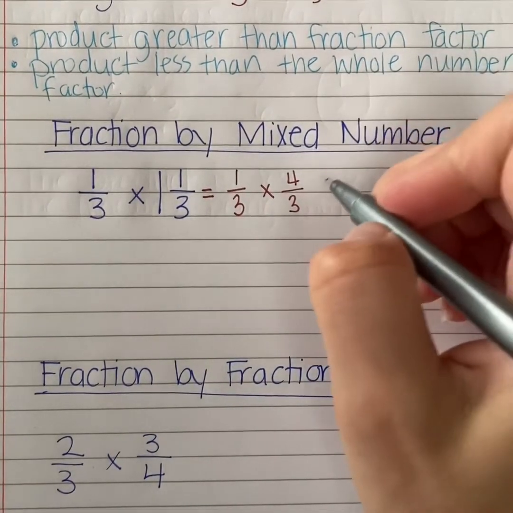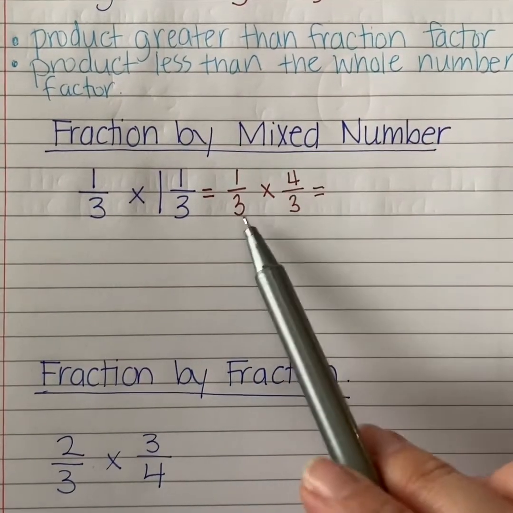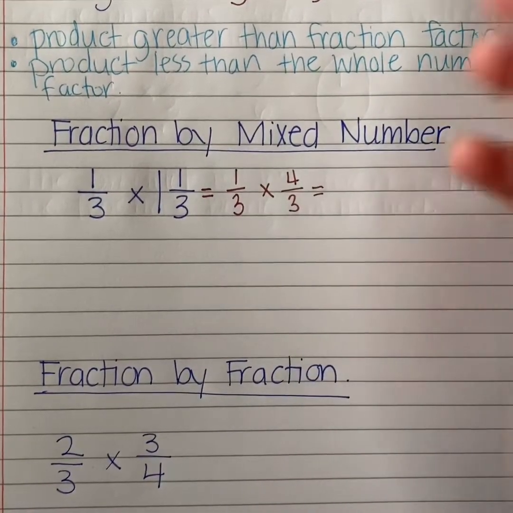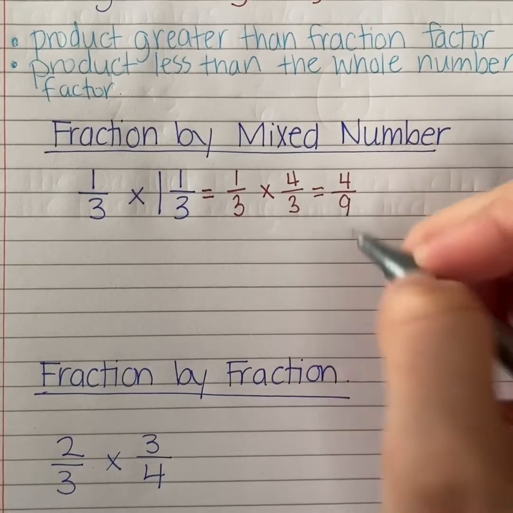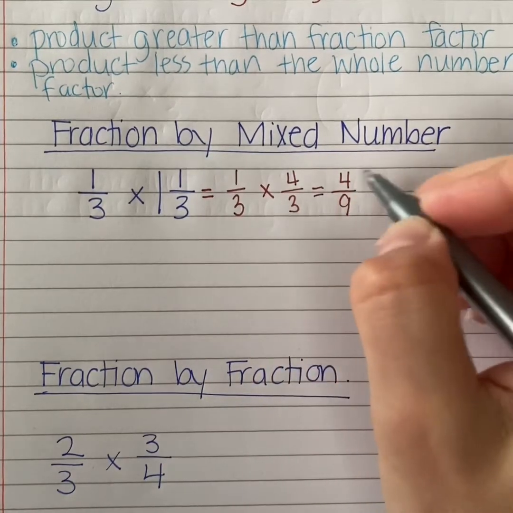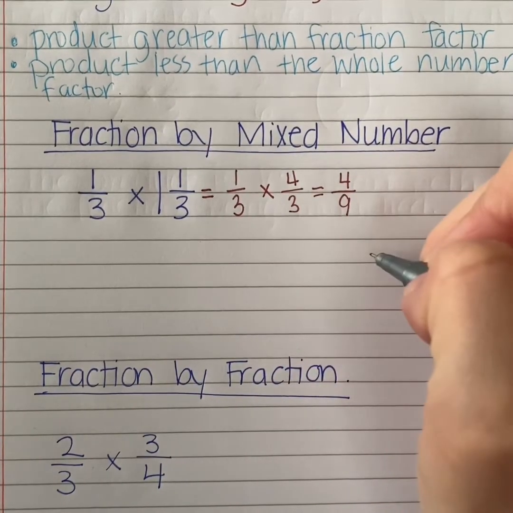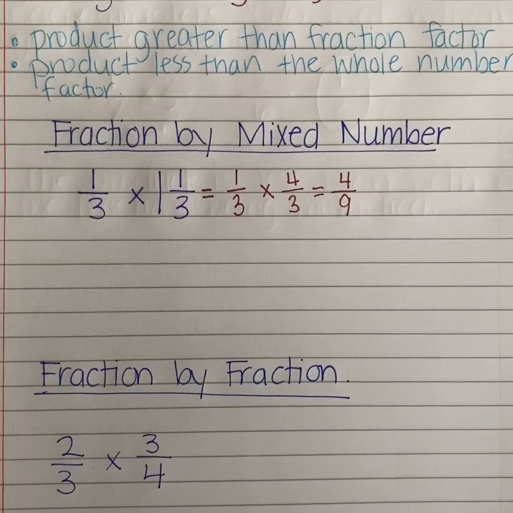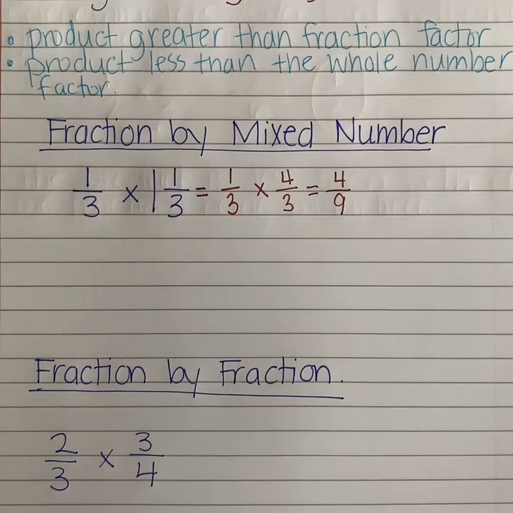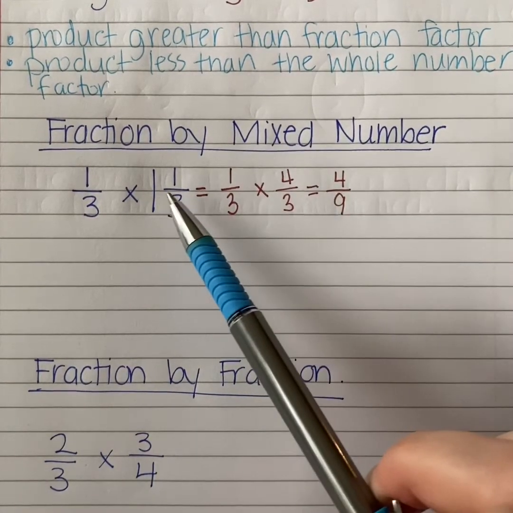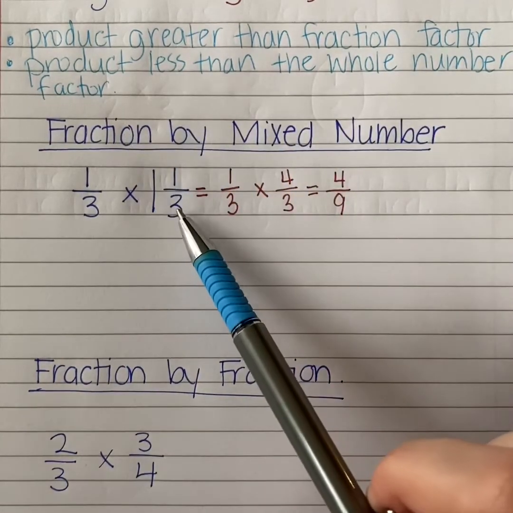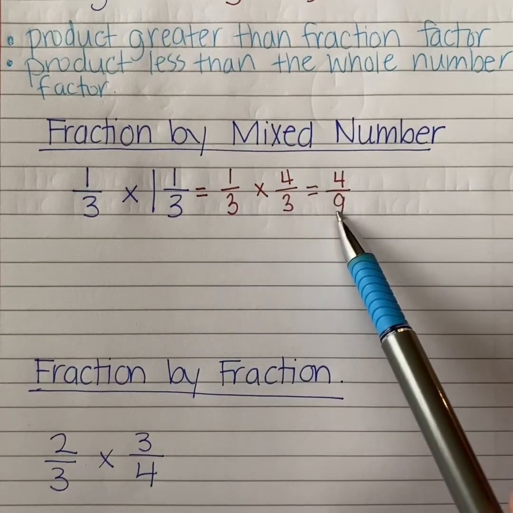Now, the rules for multiplying are going to be just like when you multiply a fraction by a fraction, because you have two fractions here, right? So 1 times 4 is 4, and 3 times 3 is 9, okay? And you have 4/9, and this is already simplified. Now, do the rules still apply? Well, let's take a look. Okay, is the product less than the whole number factor or the mixed number factor? Yes, it is, because this isn't even a whole, right?